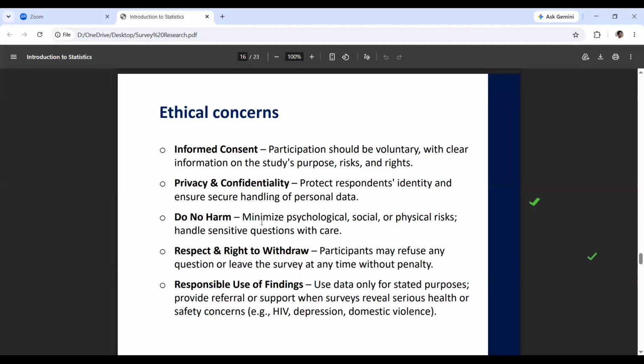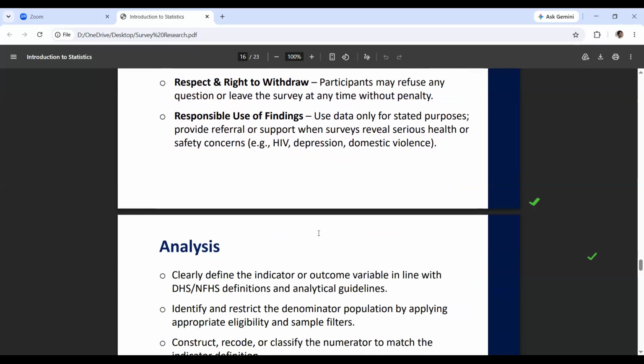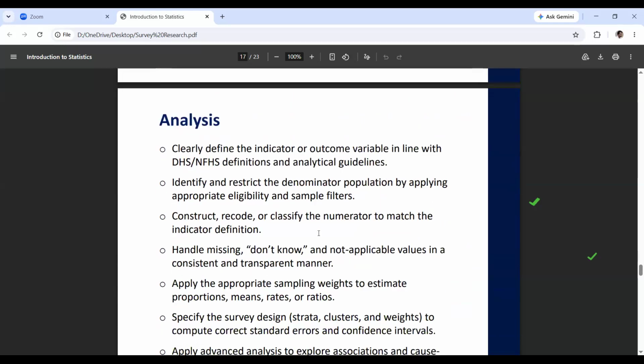Then responsible use of findings, use data only for stated purpose, provide referral or support when surveys reveal serious health or safety concerns. जैसे NFHS में if someone is identified as HIV positive, test is done for HIV. So if someone is identified as HIV positive, they refer them to the nearest government hospital. So based on your findings, please update your participants if it is beneficial.